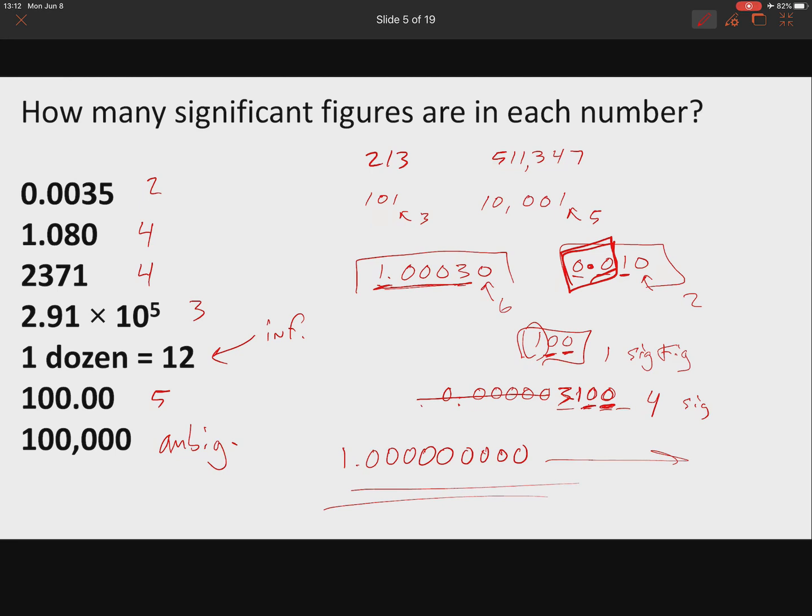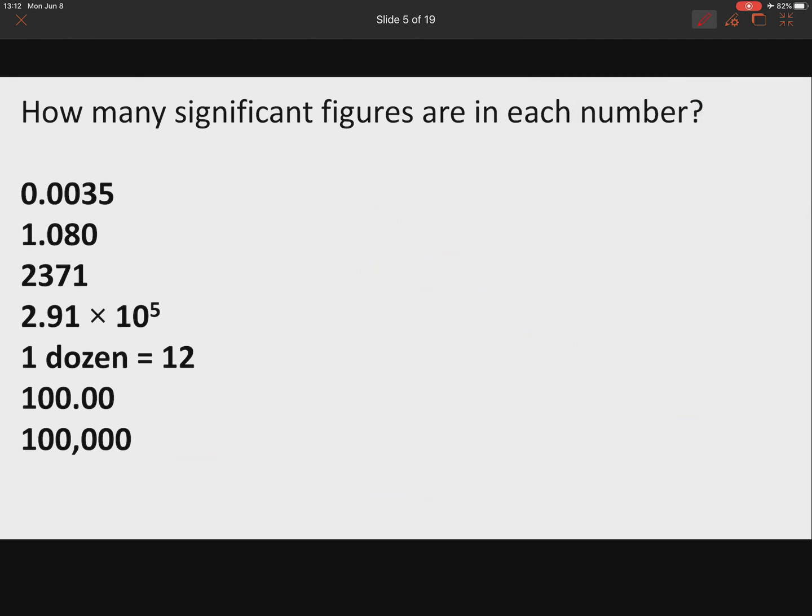So exact numbers, we just say they have an infinite number of sig figs. We don't even talk about them. This is true also of defined quantities. So for example, we say that in 1 inch there is 2.54 centimeters. This is a conversion that is a defined truth. This is not something that is an estimation where we say, it's close to that. This is exactly that, so this would also have an infinite number of sig figs. We wouldn't talk about this as being 1 sig fig or this being 3 sig figs. Okay.